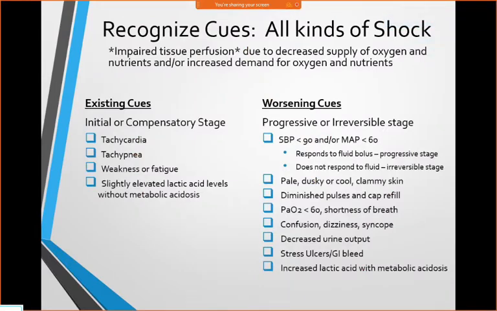All right, so let's move on and just kind of look at the cues. So when we're saying we have existing cues or you're having the beginning of a problem, yes, it could progress to shock. If you're having heart problems, you could progress to cardiogenic shock. If you are having bleeding problems, you could progress into hypovolemic shock. If you are having an infection or an immune reaction, maybe a transfusion reaction, maybe a bee sting, you could progress into a distributive shock. And if you are having a tamponade or a pneumothorax, you could be progressing into an obstructive shock.